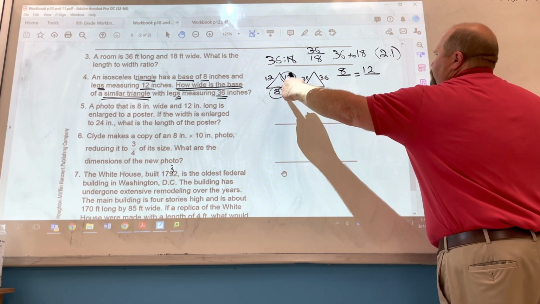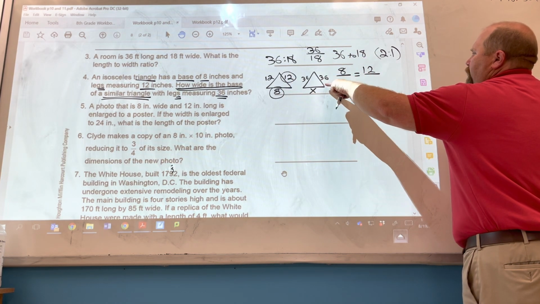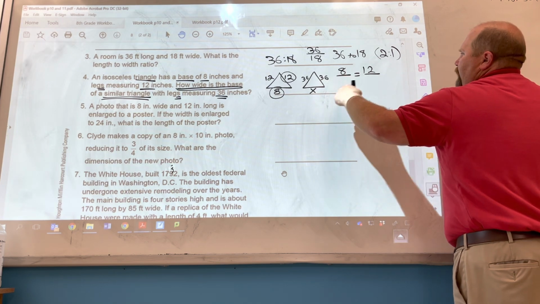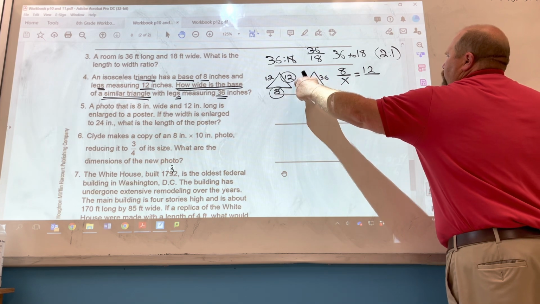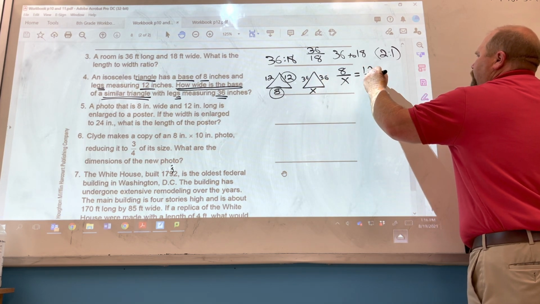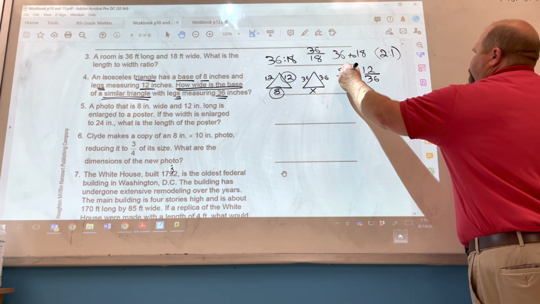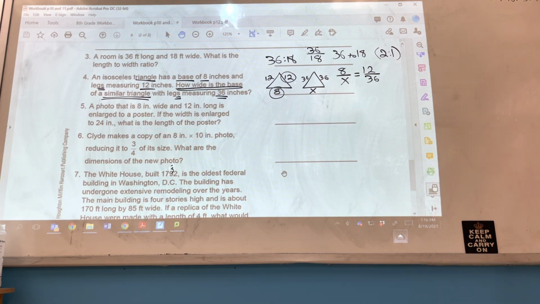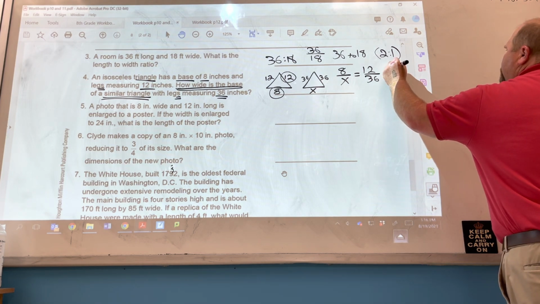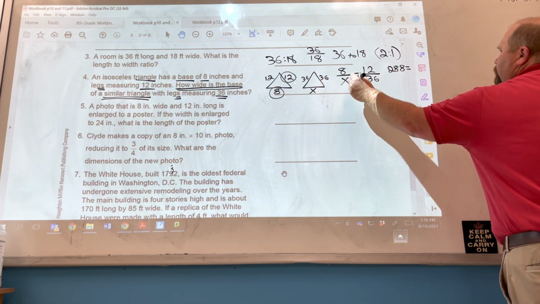Remember, one shape fills in the top, the second shape fills in the bottom. Well, 8 corresponds to x. That's a match. 12 corresponds to 36. That's a match. Now I'll cross multiply. 8 times 36, and I cannot remember what 8 times 36 was, so I'm going to look. I believe it's 288. Let's see, yep, 288. 288 equals 12x.